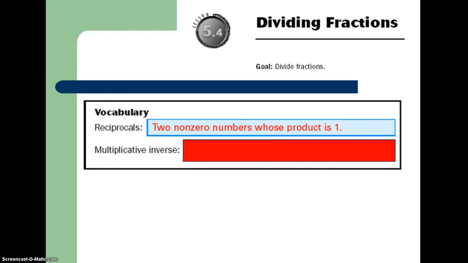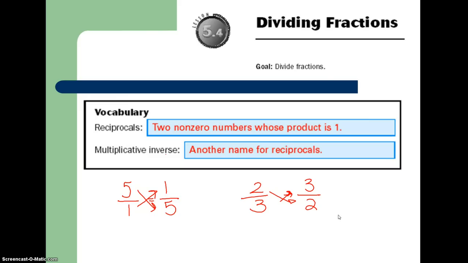Reciprocals are two non-zero numbers whose product is 1. An example is 5. 5's reciprocal: because 5 can be a fraction by putting a 1 in the denominator, the reciprocal would be 1 over 5. Basically, switch the numerator and denominator. The reciprocal of 2/3 would be 3 over 2. Again, we're switching the numerator and denominator. Multiplicative inverse is another name for reciprocals.